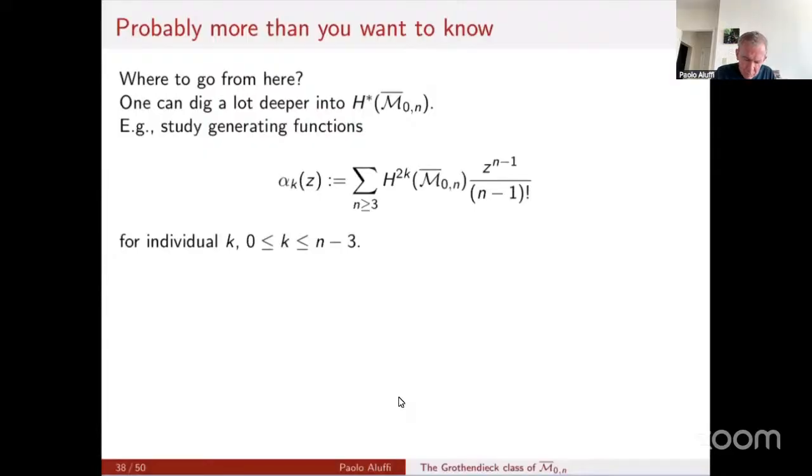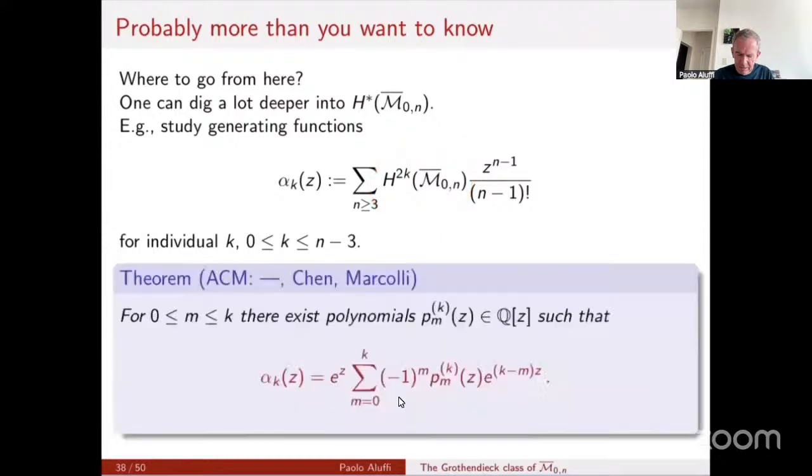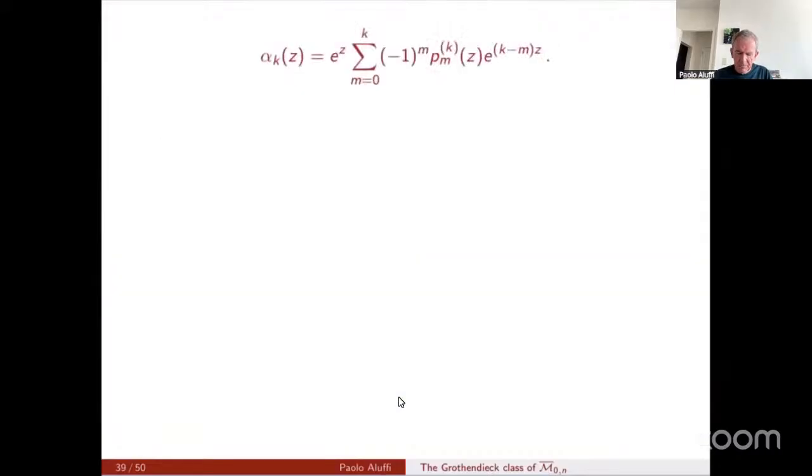So I wanted to have a generating function for the individual Betti numbers, and there you go. This is from the first paper with Stephanie Chen and Matilde Marcolli. This particular generating function for the Betti numbers can be written in this form. So there exist polynomials with rational coefficients such that the generating function is an exponential times a combination of exponentials. There it is again.